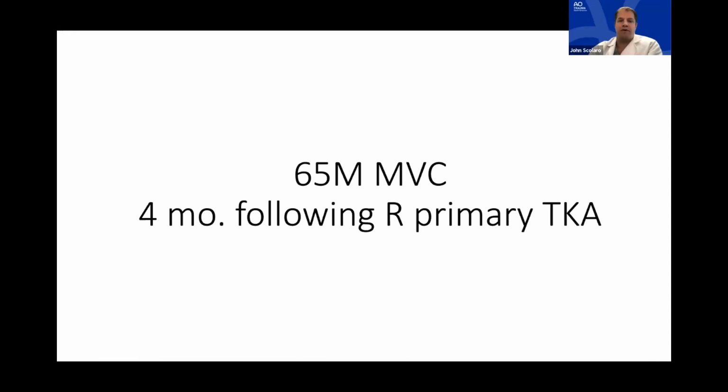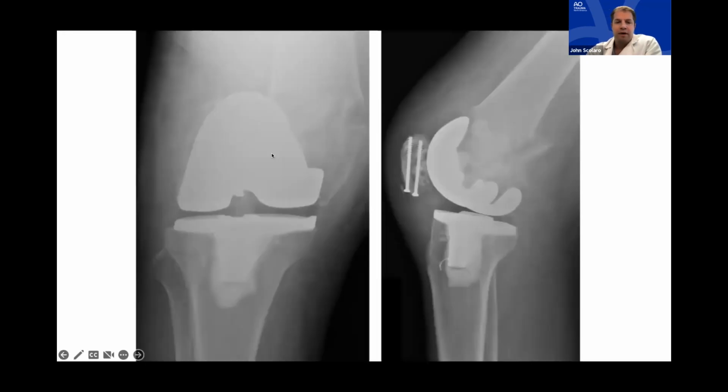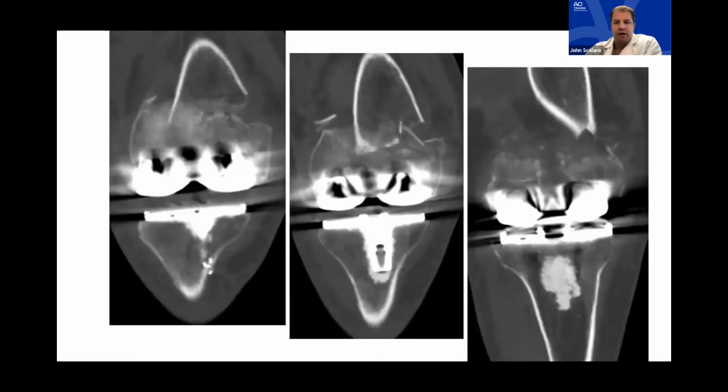Okay. All right, so let's get into a couple of cases. 65-year-old male, motor vehicle collision, came to us 4 months after primary total knee arthroplasty. So these are the images that we have, and so a pretty low periprosthetic distal femur fracture. This is a cruciate retaining knee. You can see that there's no box.